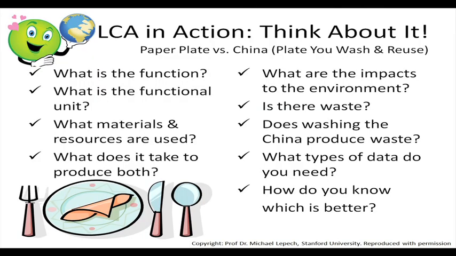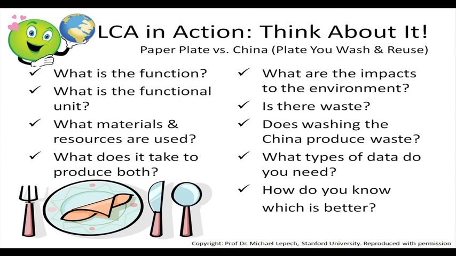Now what materials and resources are used for it? The materials for the paper plate, of course the paper is there, and it needs to be processed. There might be some glue because there are different layers of paper glued together, so there will be a process associated with that. For the China plate, all the ingredients that go there need to be made and all that. So what does it take to produce both? We have to make the list of all the materials.